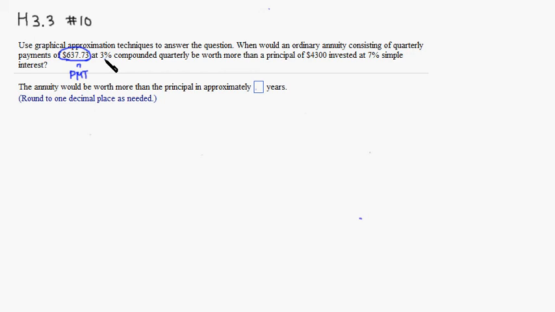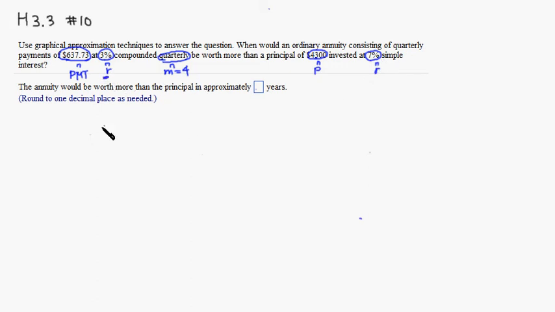And you have a 3% right here, so that's going to be our R. And compounded quarterly means that M equals 4. Worth more than a principal, so this is going to be our P. Then interest rate 7%, so that's going to be our R. It's different from this R right here.